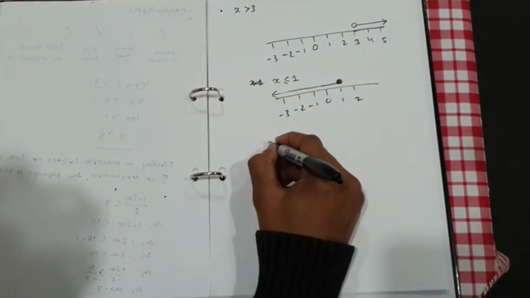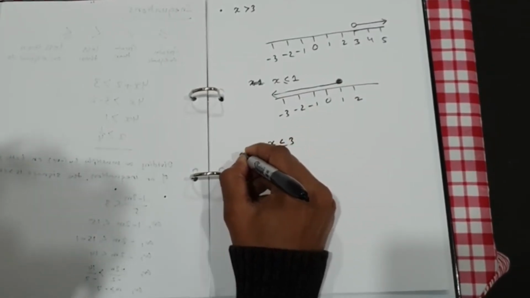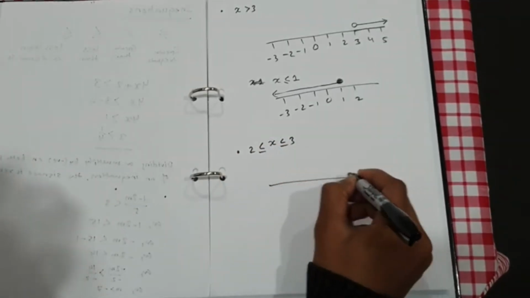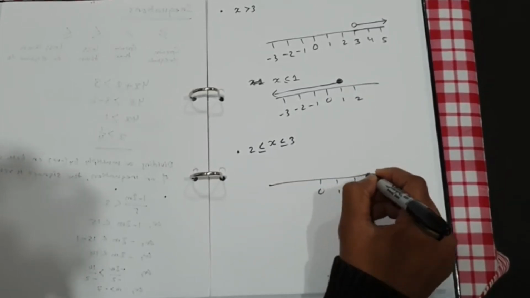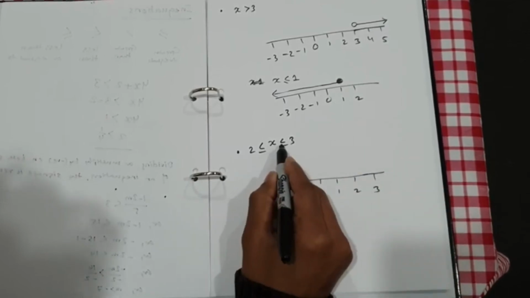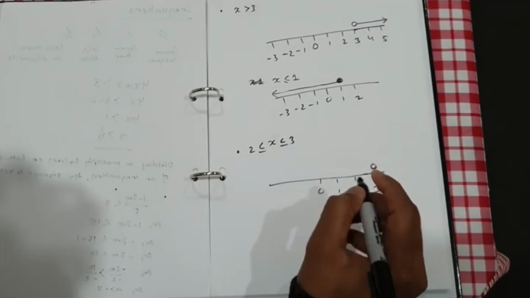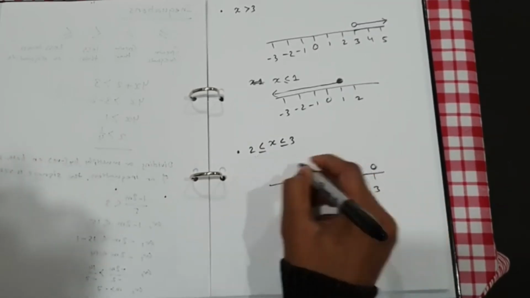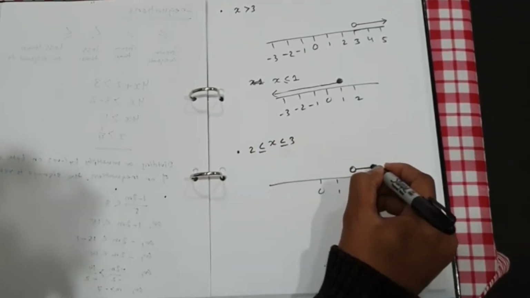Sometimes you have to represent x is less than or equal to 3 and greater than or equal to 2. Right? Now what this says is that the value of x is less than or equal to 3, so you take this 3, and it is greater than or equal to 2, so you take here. Now this is the range in which the values of x lies. Because both of these are equal to as well, you take this.